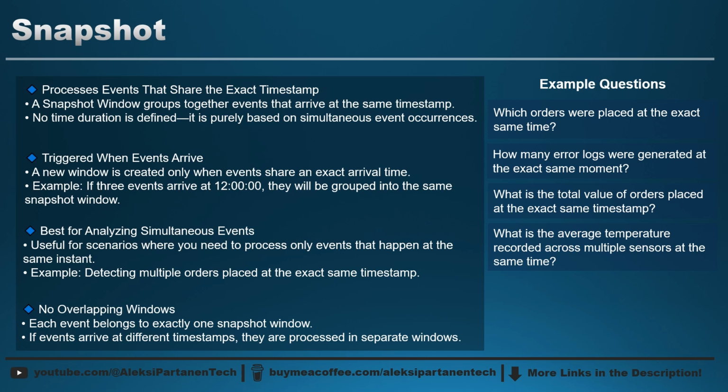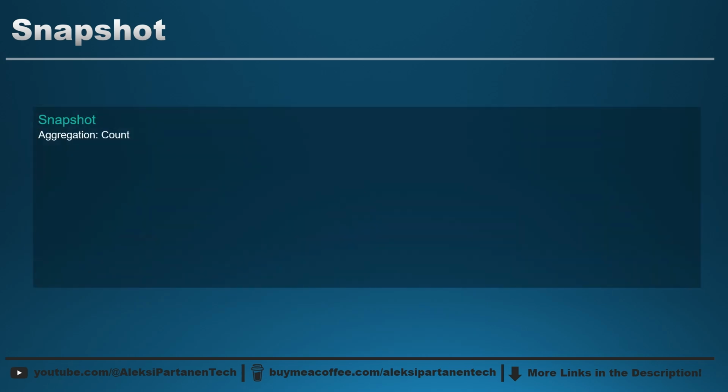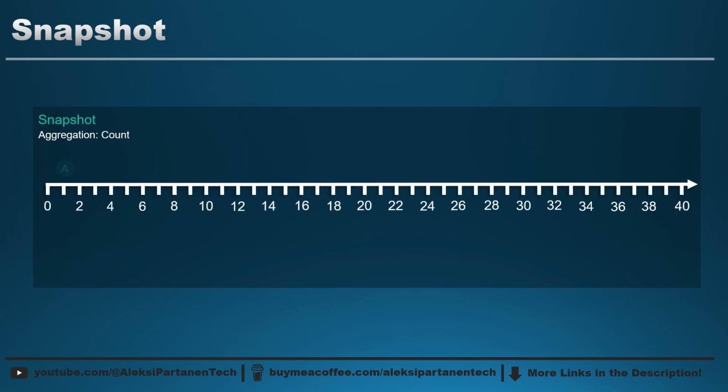Again, let's visualize the snapshot. For snapshot, we have to only define the aggregate function. That is going to be the familiar count in this case. Then we have our timeline and the events on that timeline. Then we would start to run our snapshot function for these events.